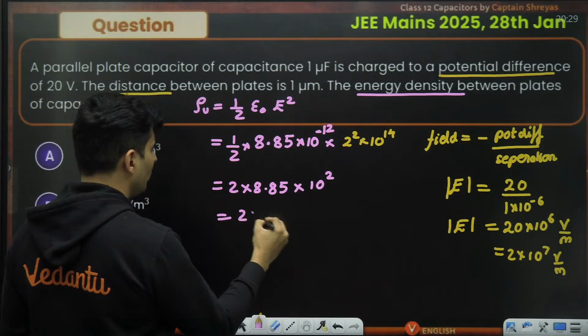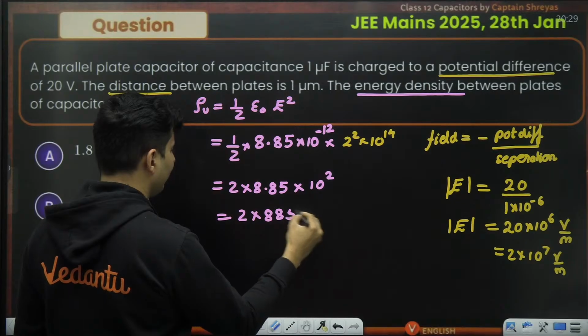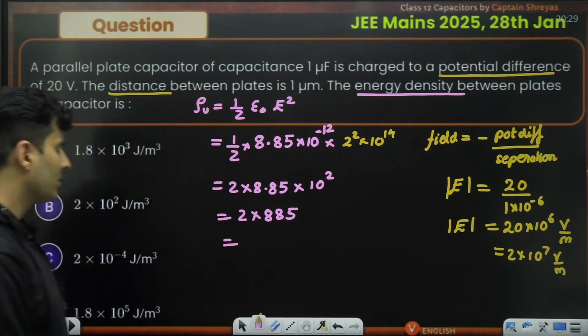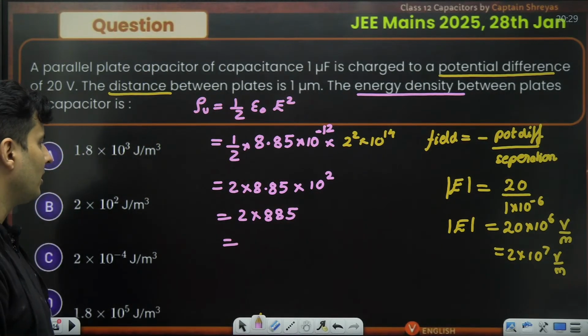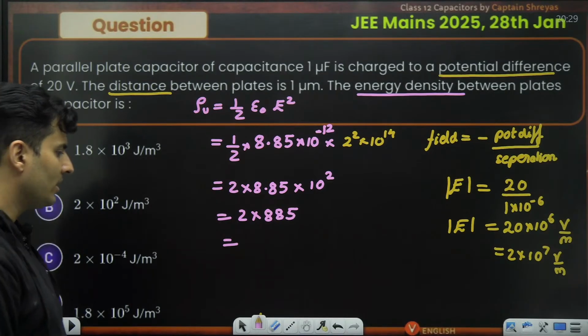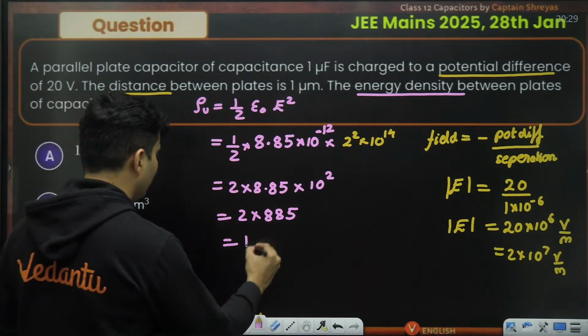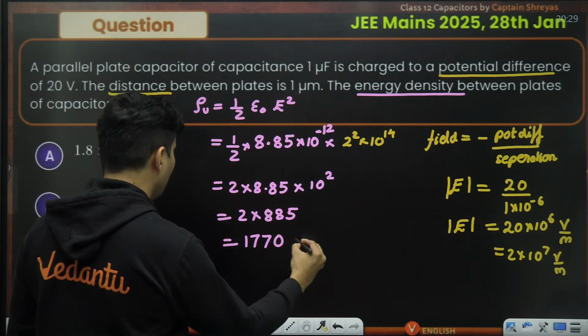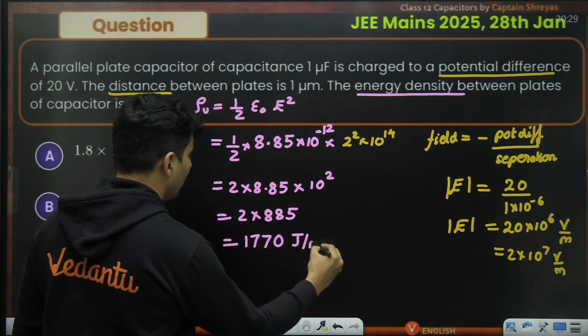So this will become 2 multiplied by 885. 800 into 2 is 1600. 85 into 2 is 170. 1770. What will the unit be? Joules per meter cube.